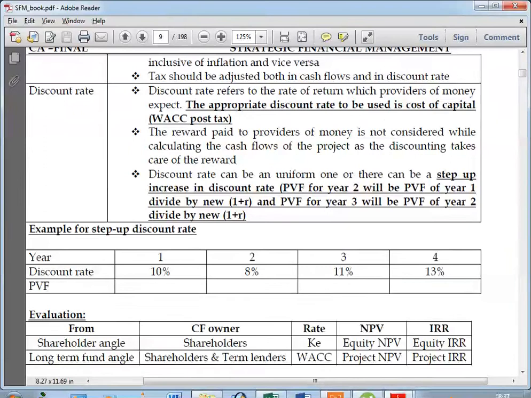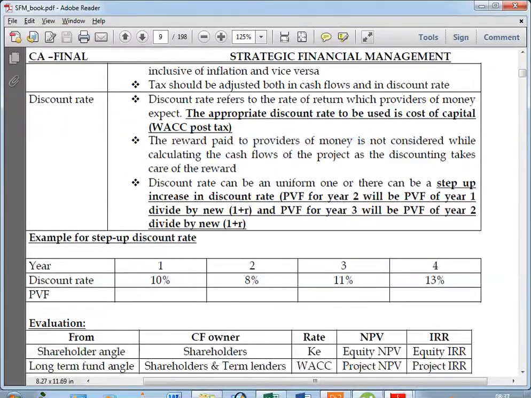Now please listen. It's covered in the theory part here. Listen for some time, I'll complete this theory part of discount rate. Discount rate refers to the rate of return which providers of money expect. The appropriate discount rate is the cost of capital. The discount rate can be uniform or it can be a step up increase.